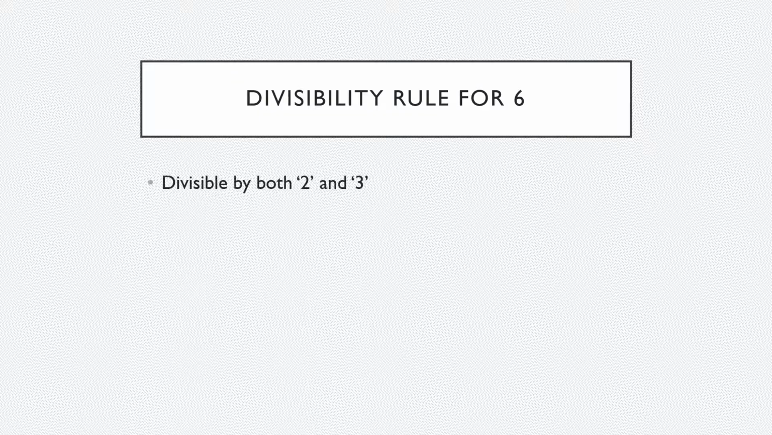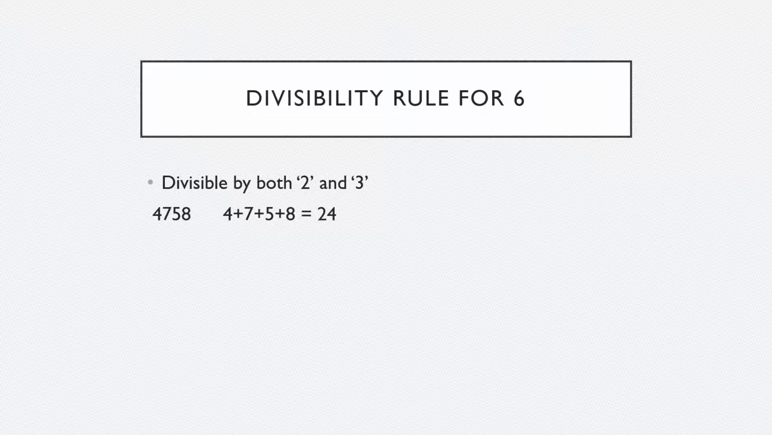Next is the divisibility rule for 6. As we all know, when 6 is expressed as a product of prime factors, it's 2 times 3, or 2 by 3. So in this case, to test if a number is divisible by 6, we test to see if it's divisible by 2 and then test to see if it's divisible by 3. If it passes both tests, then the number is definitely divisible by 6.